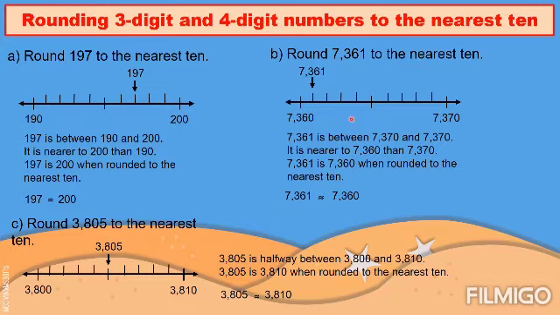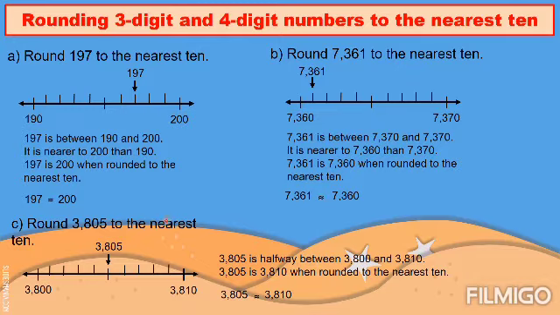So it is now very obvious, class, that 7,361 is much closer to 7,360. So therefore, class, 7,361 is approximately 7,360. Again, class, do not forget that this symbol is not equal. This symbol, class, is called approximation or estimation. So don't forget that.